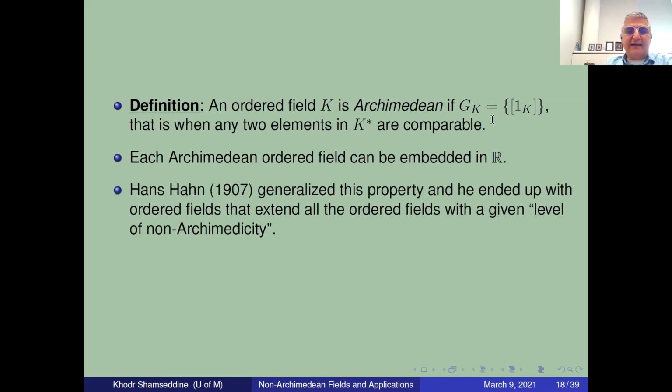Now, Hahn in 1907 generalized this property of the reals to other ordered fields, and he ended up with ordered fields that extended all other ordered fields of the same level of non-Archimedicity, and I will explain what that means. So he ended up with ordered fields that are maximal in the same sense as R is maximal for Archimedean ordered fields.